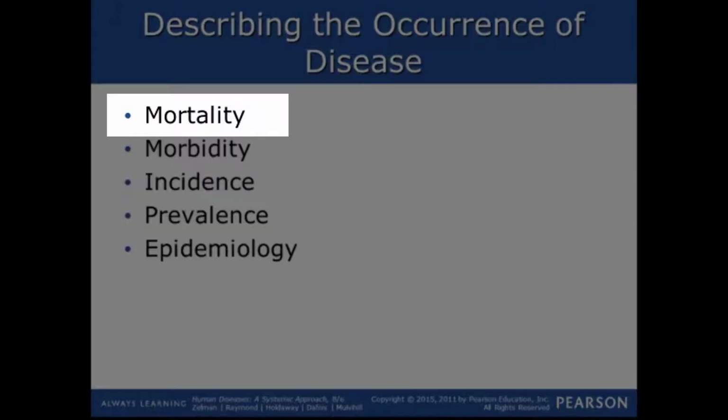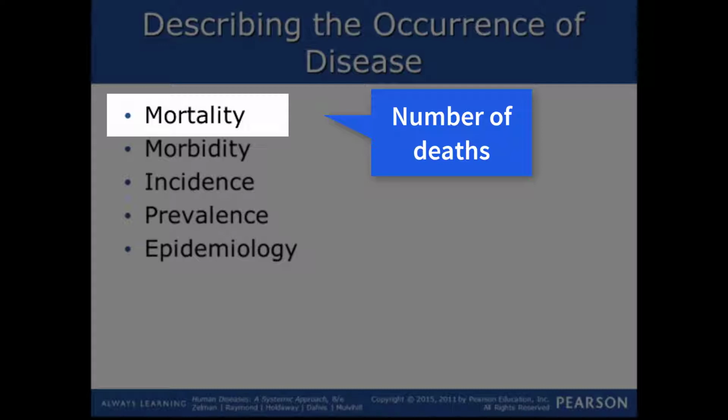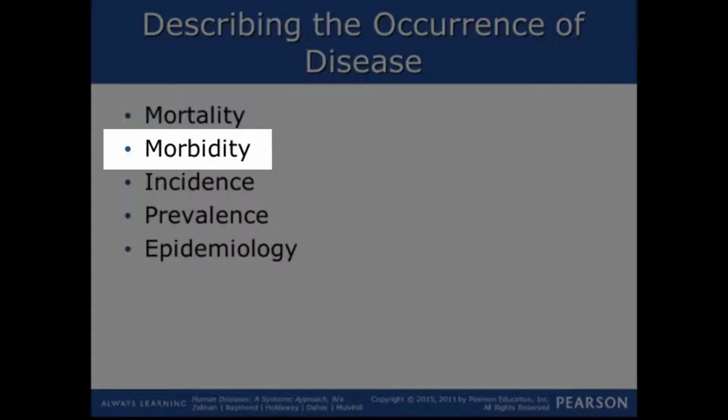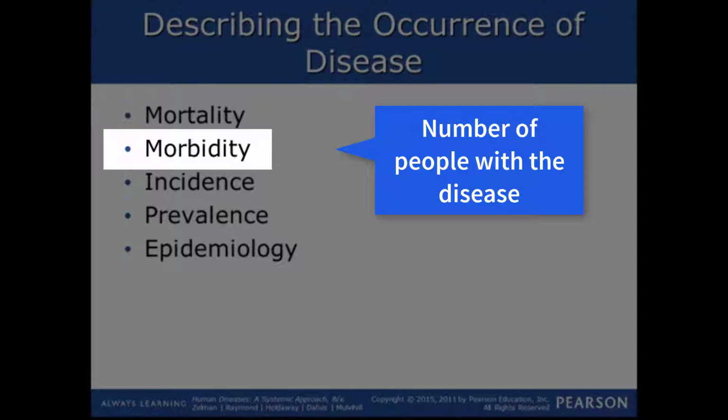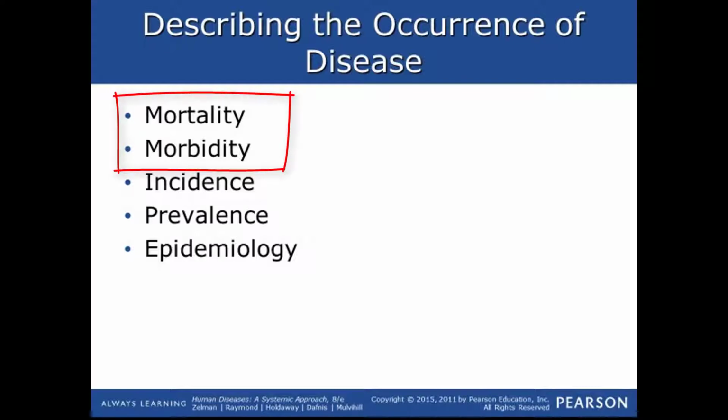Mortality has to do with the number of deaths caused by a disease. Basically the number of people who have died due to a disease. Morbidity is the number of cases, how many people have the disease. So morbidity and mortality usually go together. How many people have the disease, and then mortality is the number of deaths.